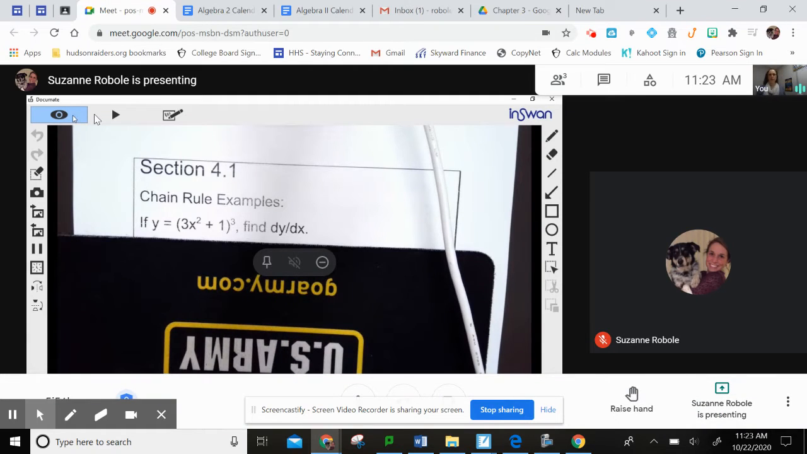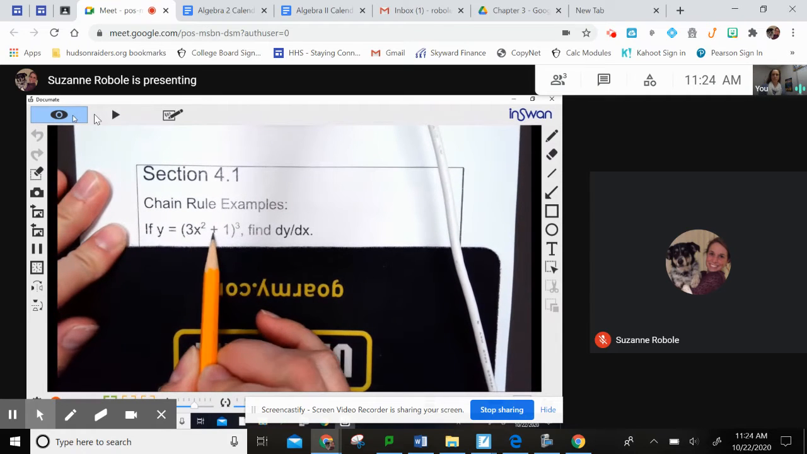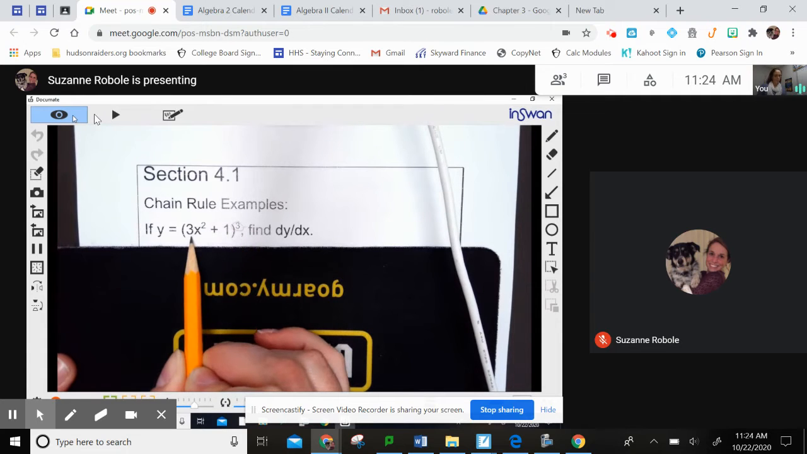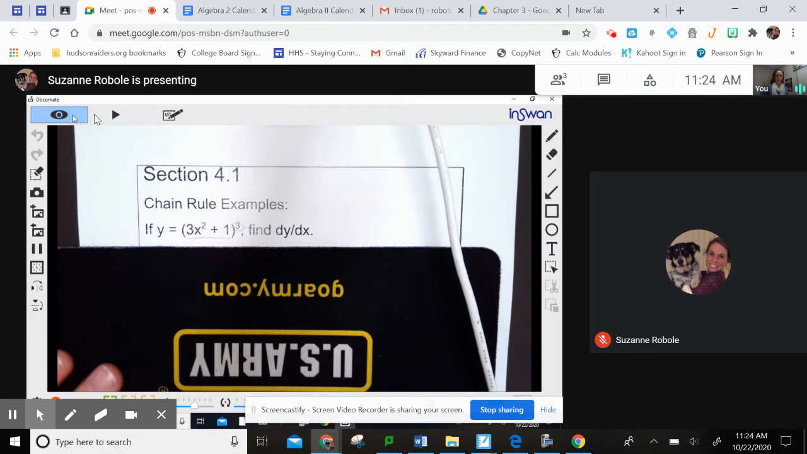Hey there, we are working on chain rule examples. So the first chain rule I have is we have two functions. The outside part of the function is the x cubed. The inside part of the function is this 3x squared plus 1. We are finding the derivative of this.